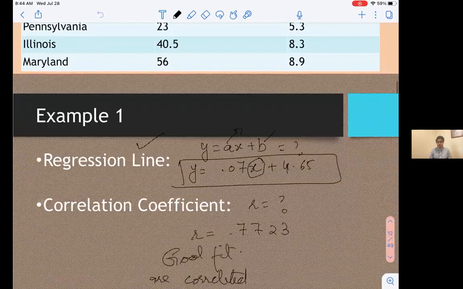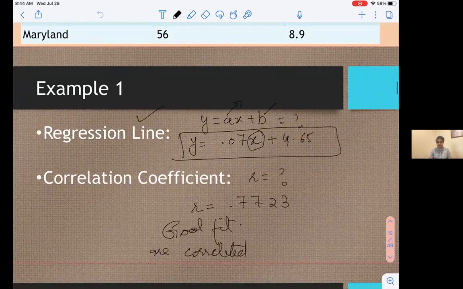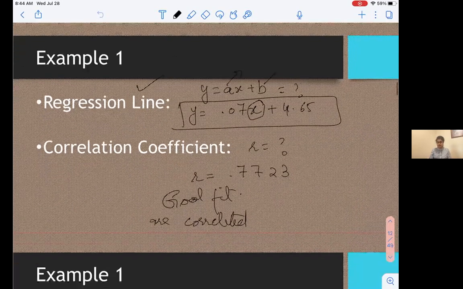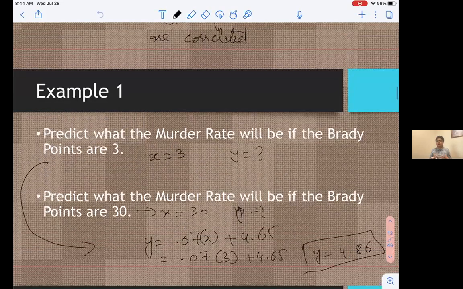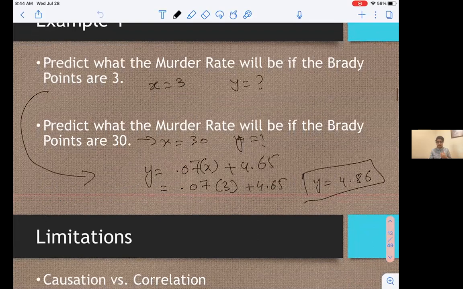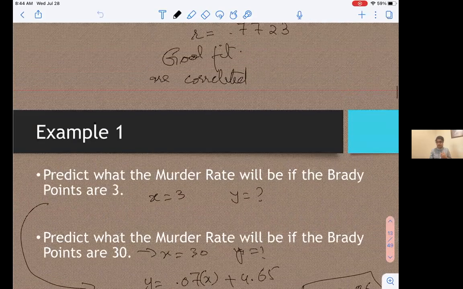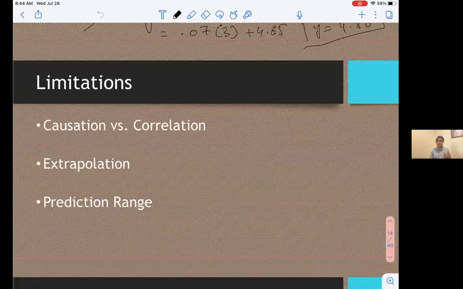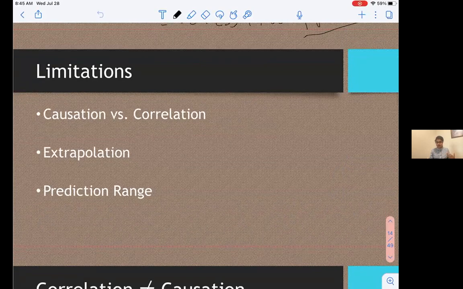So we defined how we can find the regression line and also the correlation coefficient. Throughout this chapter, we will be doing these things, and we will be predicting some values based on the information that we have and from our linear regression line. Last time we discussed example one, and a few examples were left. Before this, I'm going to discuss a little about the limitations. There are a few limitations for this process.